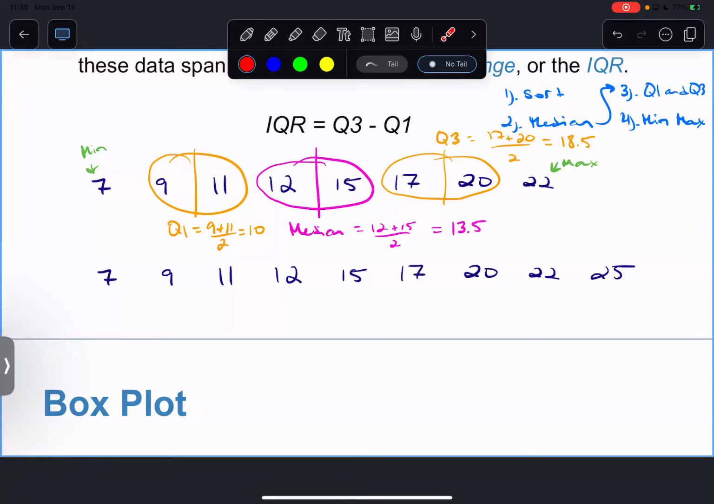Yeah. You have 8 values there. Wouldn't Q1 and Q3 just be 9 and 20? Like, why do you need to take the average? Because I counted in from 15, for example. So here and here.